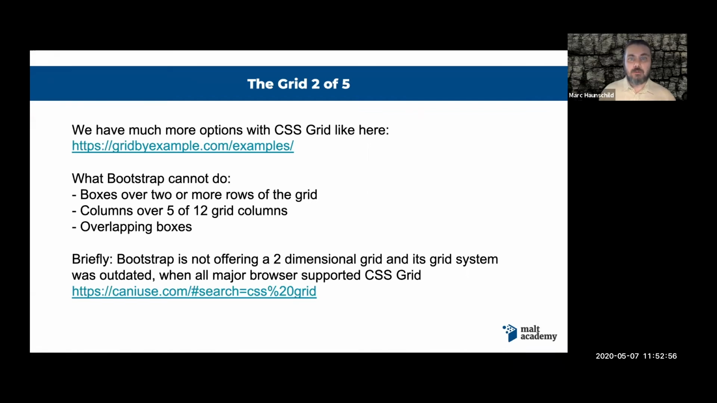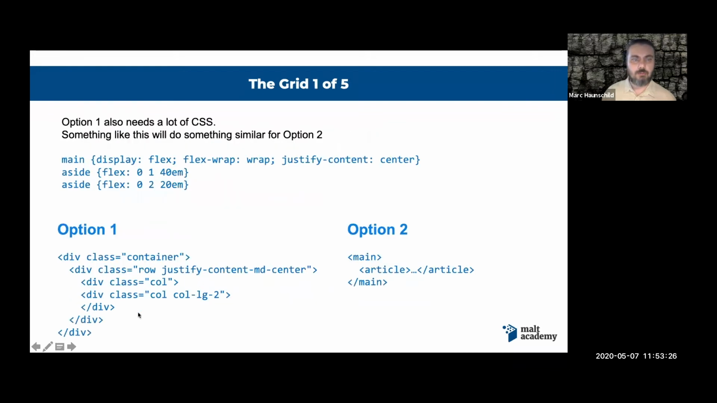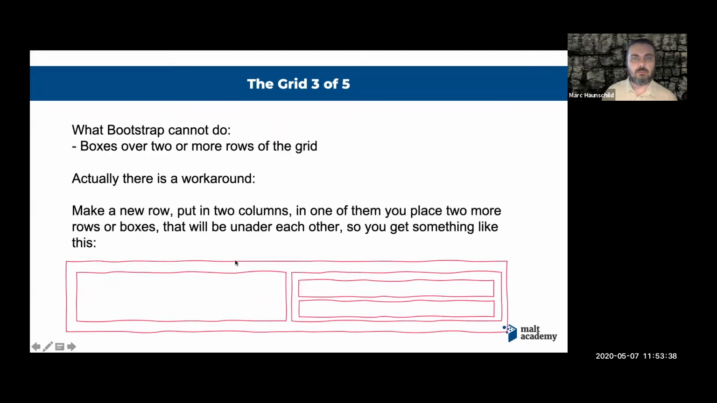We have much more options with CSS Grid for making web pages, because there are some constraints to Bootstrap and there are workarounds. I'm going a little bit faster through these things now because I think the point is clear. Some of these things are possible, for example, boxes over 2 or more rows of the grid. Like you saw before, for every row you make a container and you're putting things in for making 2 columns. And if you want to put one high container and 2 others, you have to make this workaround.